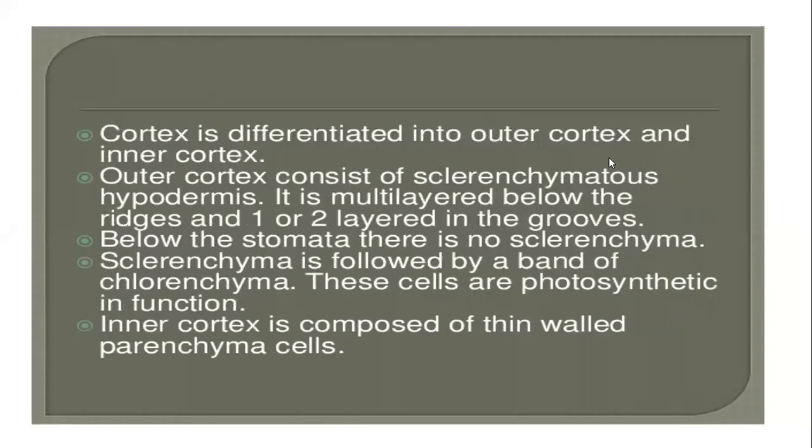Next, the cortex is differentiated into outer and inner. The outer cortex is a sclerenchymatous hypodermis, and it is multi-layered below the ridges, and in the grooves it is only 1 to 2 layered. Now below the stomata there is no sclerenchyma. The sclerenchyma is followed by a band of chlorenchyma performing photosynthesis, and the inner cortex is mainly made up of thin-walled parenchyma cells.